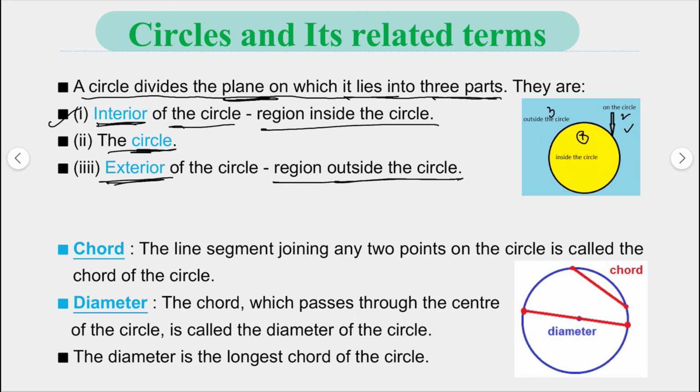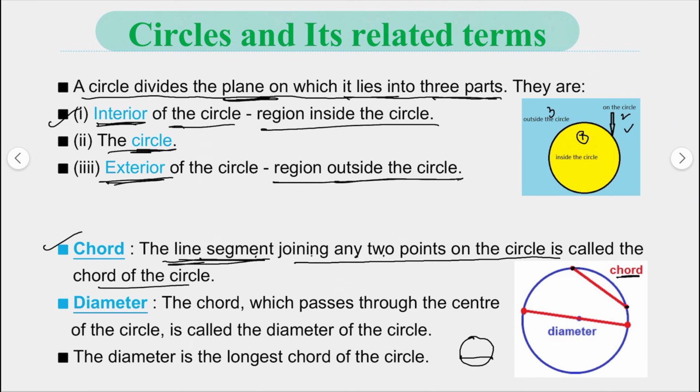Next we have the chord. The chord is a line segment, which means it will have end points. A line segment joining any 2 points on the circle is called the chord of the circle. As you can see in this figure, we have marked these 2 points on the circle, and when we join these 2 points we get a line segment, and that line segment is called the chord of the circle. Suppose we have any circle, let's take any 2 points here.